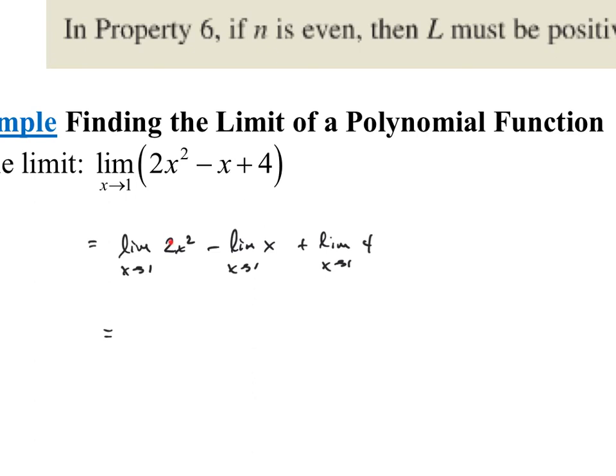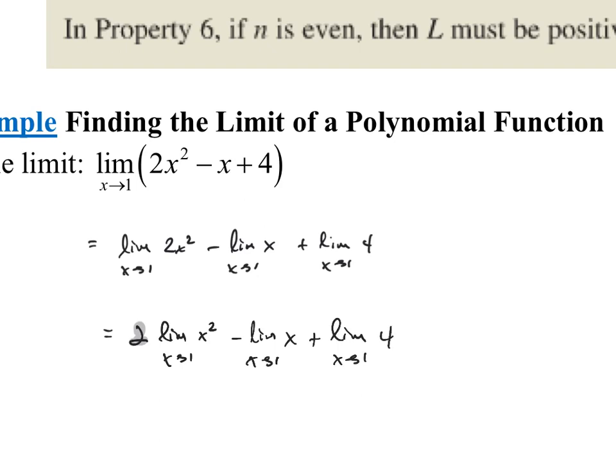Now what can I use? Well, here's a constant times x squared. It's 2x squared, right? That's a constant. And what can we do with constants according to the constant multiple rule? I can pull that out in front. So this is really 2 times the limit as x approaches 1 of x squared minus the limit as x approaches 1 of x plus the limit as x approaches 1 of 4.